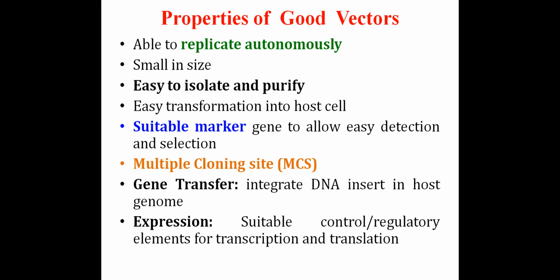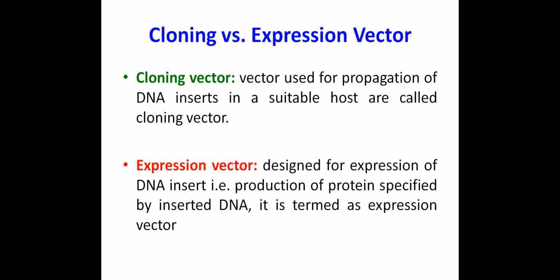So these are some of the very important properties of a good vector. A vehicle molecule or vector that is able to carry your gene of interest into the suitable host must carry these properties. Then there are basically two types of vectors. The one is the cloning vector, another one is the expression vector. Cloning vectors are basically vectors used for the propagation of the DNA insert, means you are cloning a single fragment and you want multiple copies of that insert.